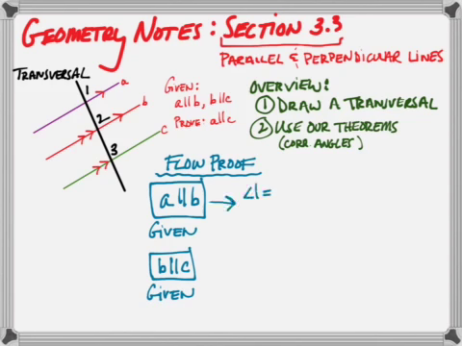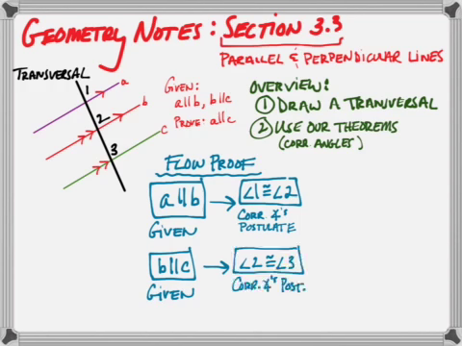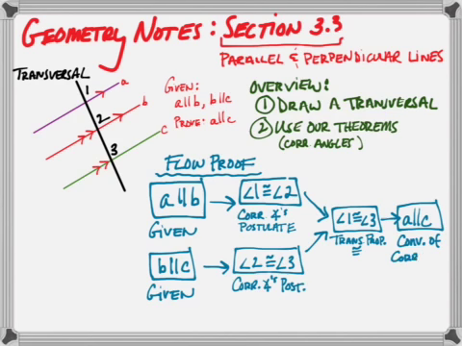From that information, I can conclude that angle 1 is congruent to angle 2 by the corresponding angles postulate, and that angle 2 is congruent to angle 3 by the corresponding angles postulate. Then, if 1 is congruent to 2 and 2 is congruent to 3, using the transitive property of congruence, I conclude that 1 is congruent to 3. Angles 1 and 3 are also corresponding angles, so the converse of the corresponding angles postulate lets me conclude that A is parallel to C. So we've proven what we knew to be true: if two lines are parallel to the same line, then they're in fact parallel to each other.